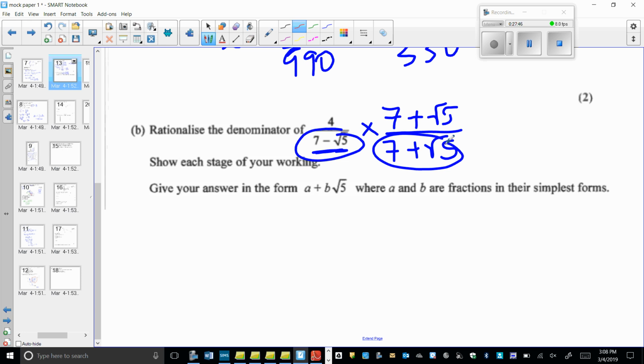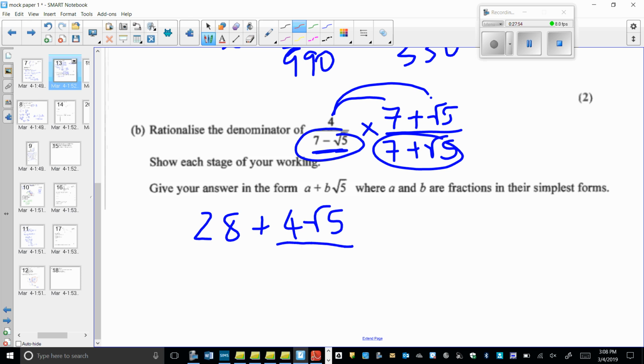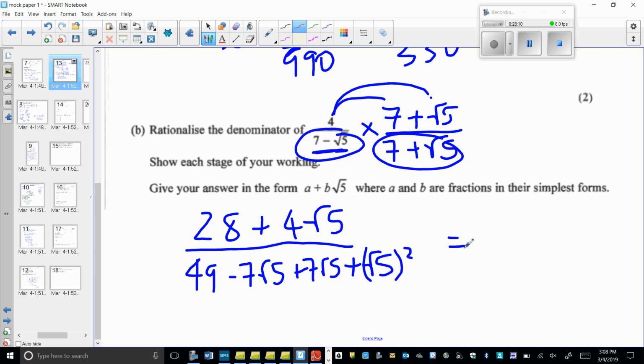So let's expand the top. So that's 28. So that's 4 times 7. And 4 times root 5. So that's 4 root 5. And on the bottom, let's do it as normal FOIL. So that's 49 minus 7 root 5 plus 7 root 5. And then you've got plus root 5 squared. So that's 28 plus 4 root 5 over, well, these two cancel each other out, and root 5 squared is 5, so 49 subtract 5 is 44.